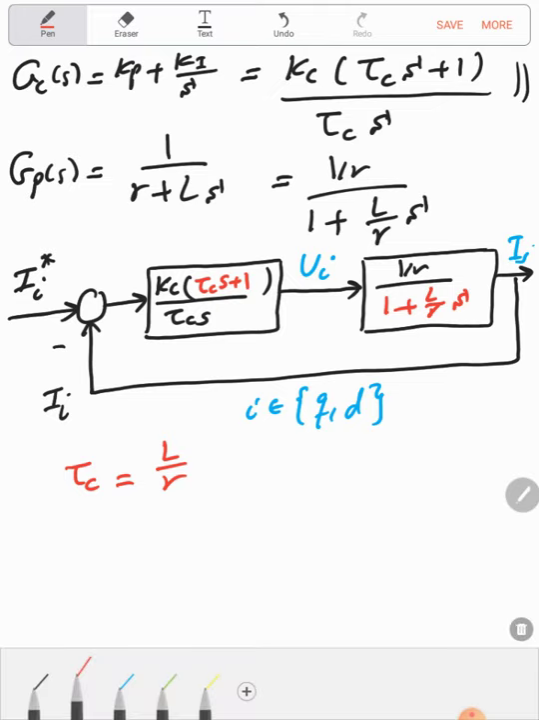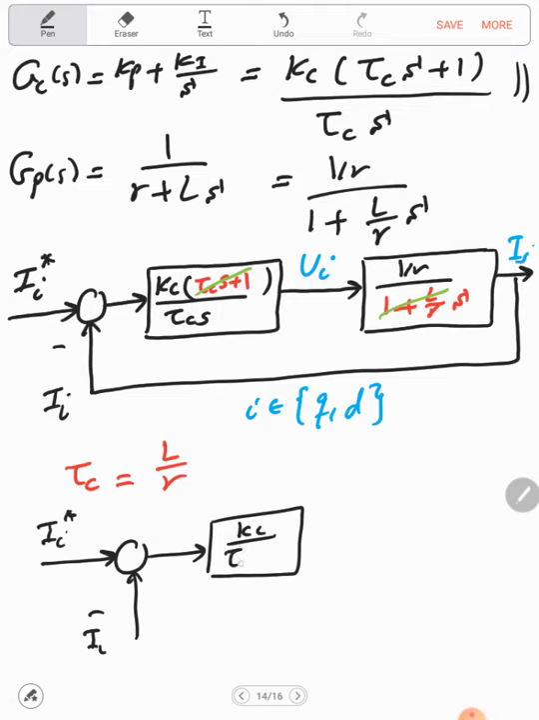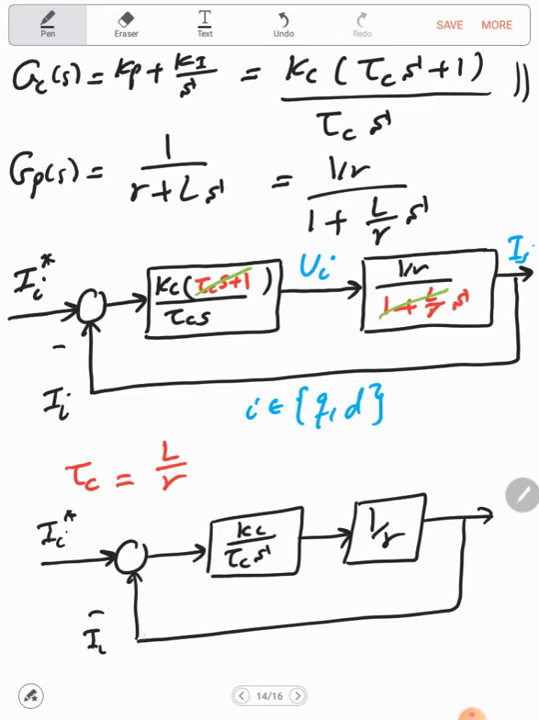If this is the case, then we have a pole-zero cancellation, and we will end up with a very simple closed loop transfer function. And here we'll end up with KC over tau C S, and here only we're having again 1 over R and a unity feedback.